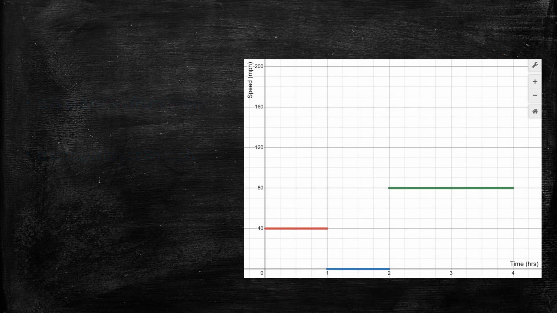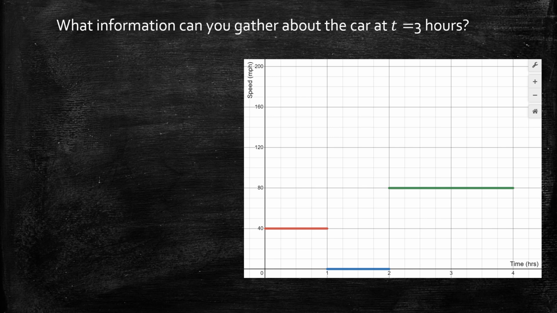So this should be your speed versus time graph. I'm going to ask the same question. What information can you gather about the car at t equals 3 hours? Well, the one obvious point is that it's traveling at 80 miles an hour, and that's the y-coordinate corresponding to the yellow dot when t equals 3.